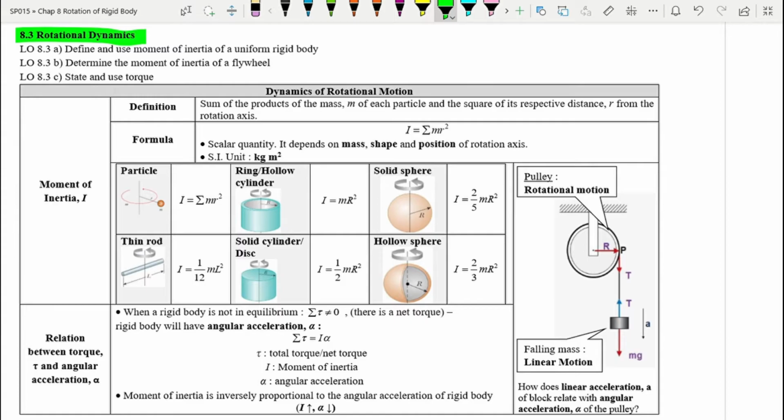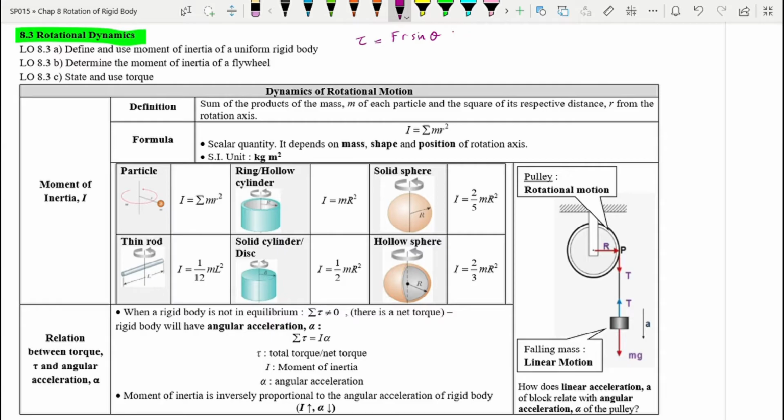Tapi before tu kita recap sikit apa yang kita dah belajar dalam 8.2. First kita ada belajar tentang torque. Formula of torque is given by Fr sin theta. So, torque ataupun kita panggil sebagai moment of force, dia relate dengan rotating force. Okay, so rotating force tu responsible in making an object ataupun a body to rotate. Okay, so itu adalah torque.